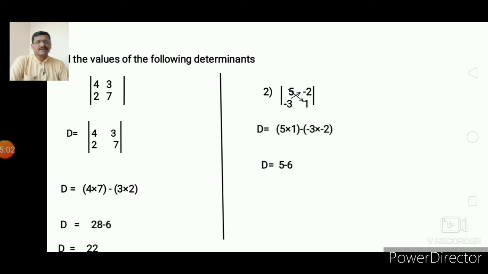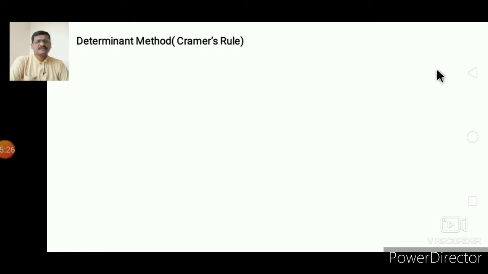D is equal to 5 minus 6. These two numbers have different signs, 5 having a positive sign and 6 having a negative sign. Therefore, subtraction will take place. Therefore, 6 minus 5 is equal to 1, and 6 is the bigger number having the minus sign. Therefore, the answer is minus. Therefore, the value of the given determinant is minus 1. Next, the determinant method or Cramer's rule.